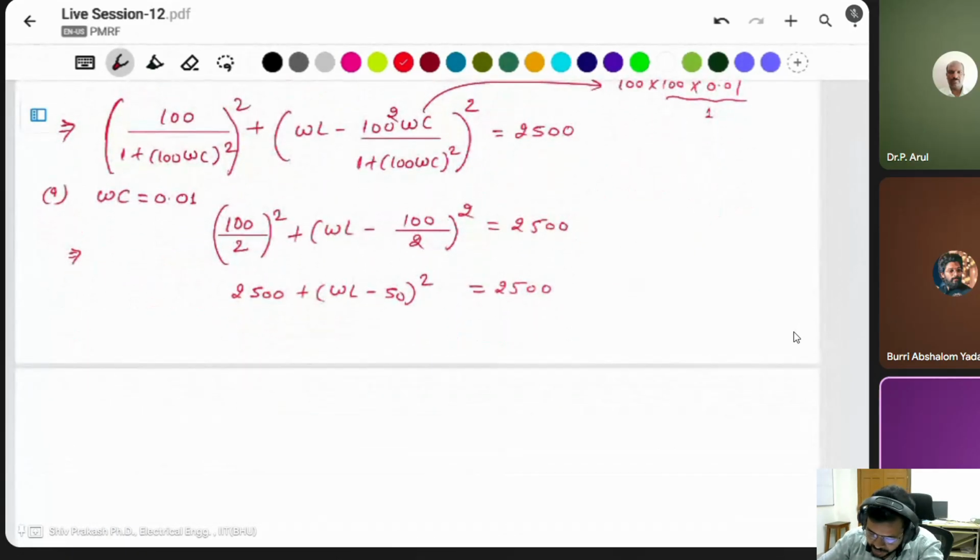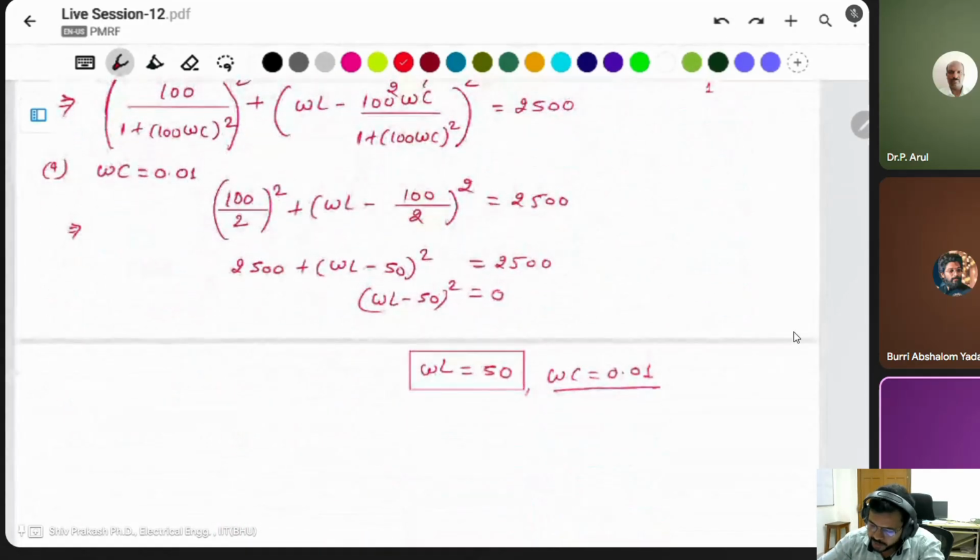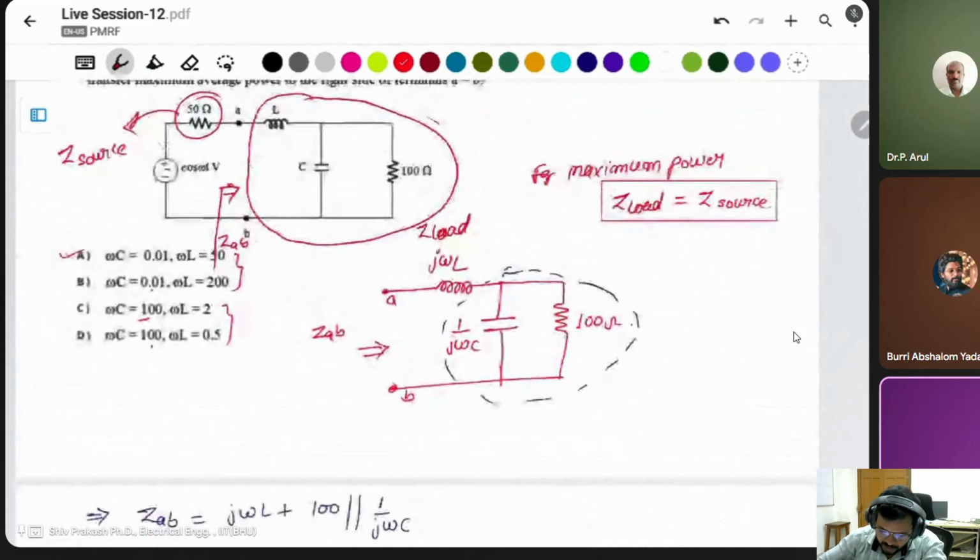In this case you can see 2500 is cancelled out on both sides. This will be omega L minus 50, whole square, equal to 0. That means omega L is equal to 50, and omega c is equal to 0.01. This is the first option, which is correct. For omega c 0.01, omega L is equal to 50, as given in the first option.